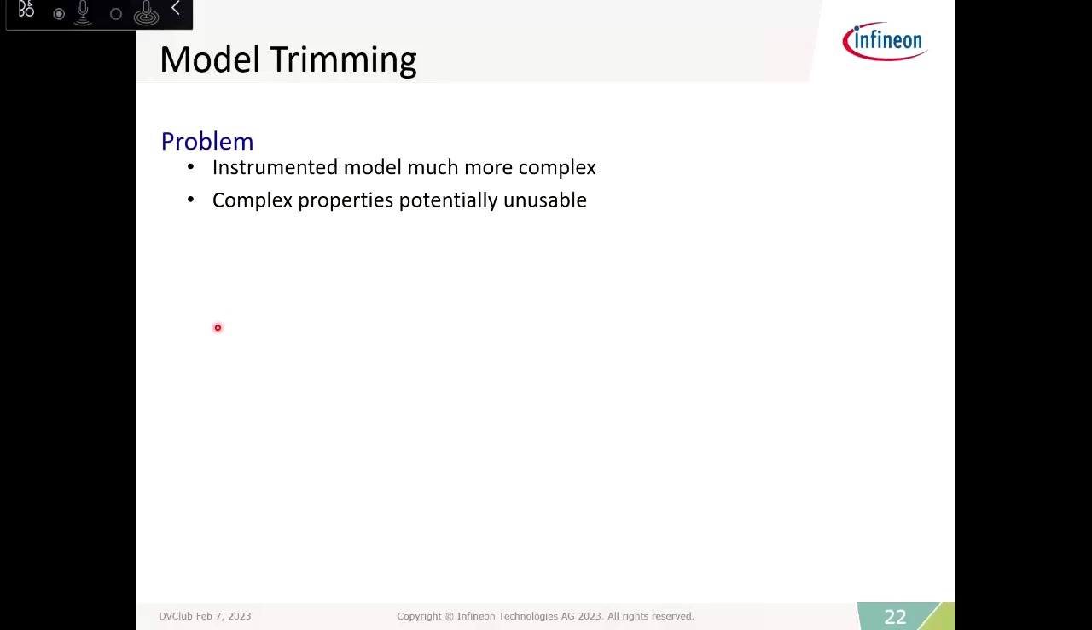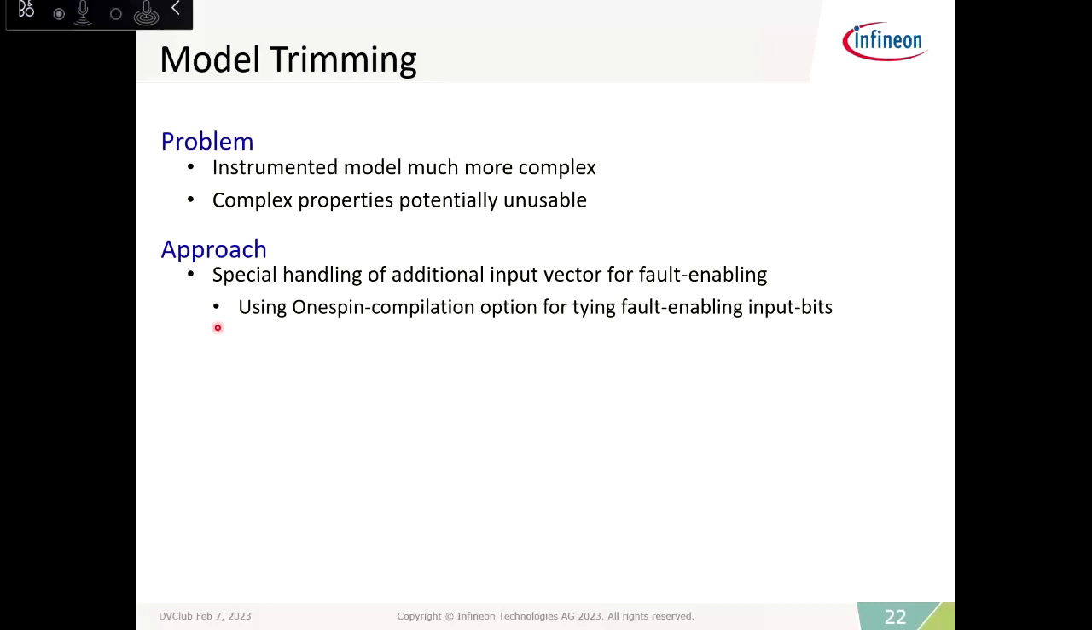Let's take a look at another approach. Using a specific compilation option from OneSpin, model trimming substantially reduces model complexity if only a small subset of the instrumented faults is to be addressed, by tying multiplexer inputs for the fault enabling of irrelevant faults to 0. Doing this once in compilation for a bigger number of qualification runs can be much more efficient than multiply evaluating corresponding assumptions in each single proof.